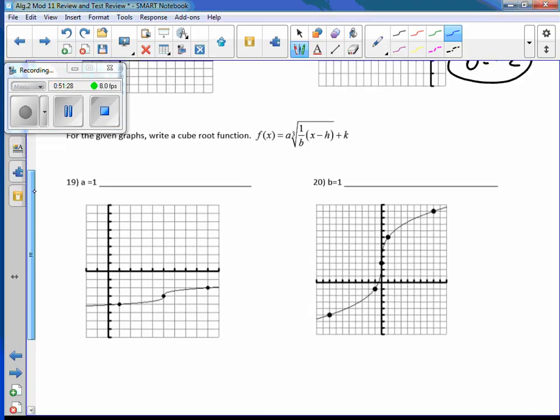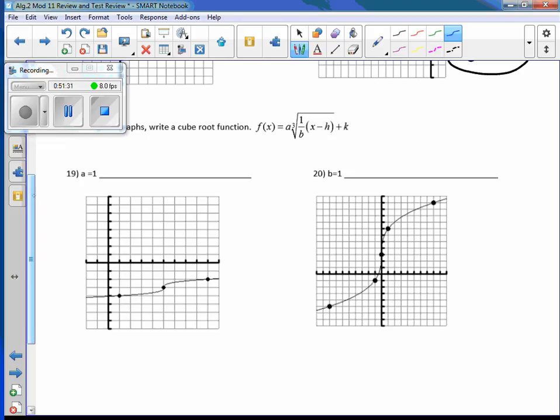So let's start with 19. So here we go. Like I said, try doing it by yourself. Pause the video if you need to, and then come back and check your answers, okay? So on number 19, it says a equals 1. So that means a is going to be 1, so you can kind of just cancel it out. The reason is that 1 times anything is always that other thing, so you can ignore it.